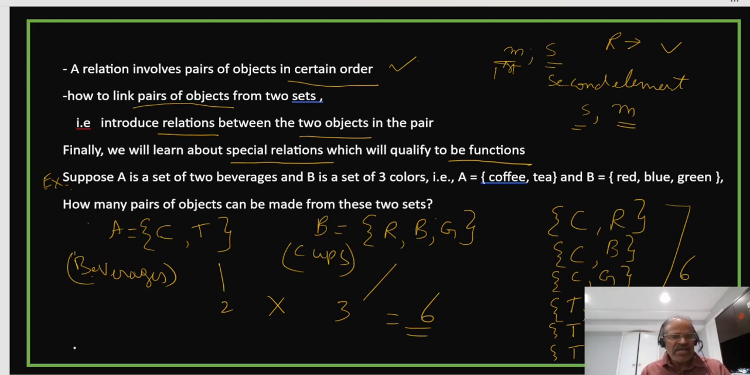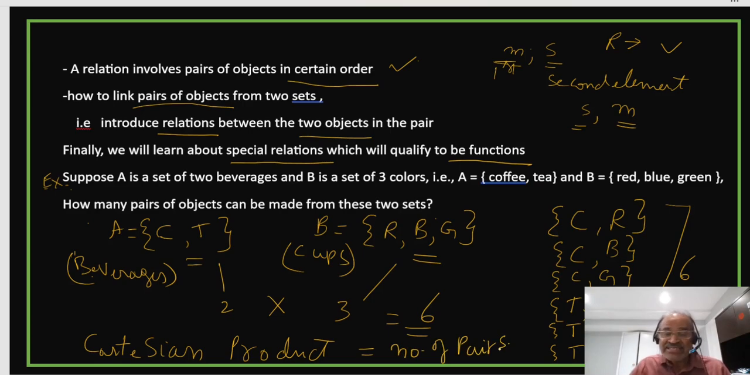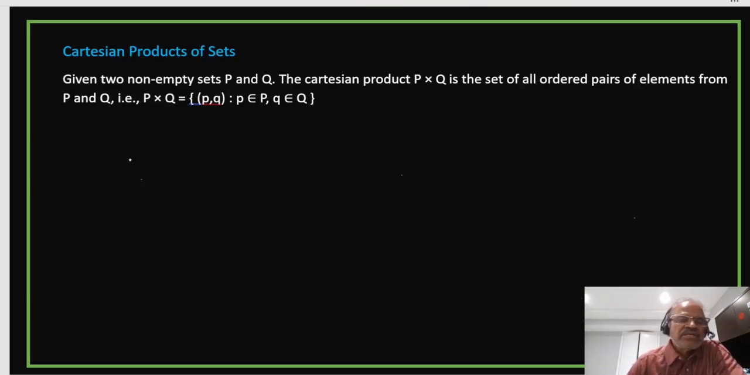Precisely, this is called the Cartesian product, the Cartesian product of the two sets. The number of elements in the first set times the number of elements in the second set gives you the number of pairs. I will define what a Cartesian product is in the next slide. Let me make a definition.